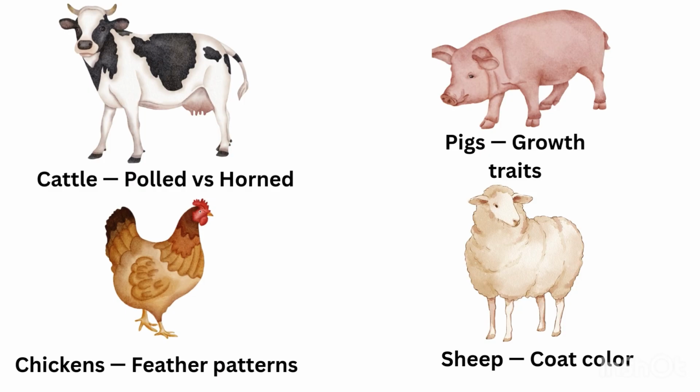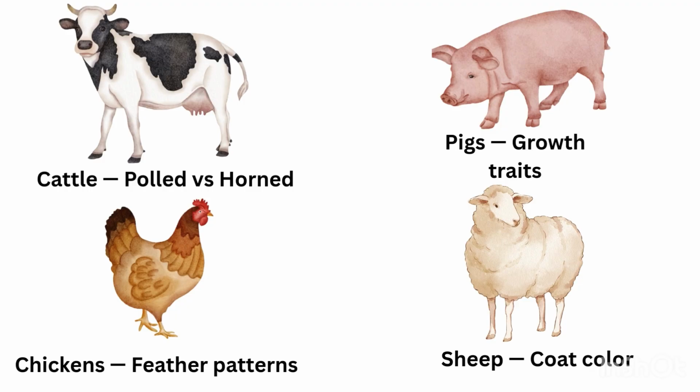There are many clear examples of how genetics and inheritance patterns appear in farm animals, and these examples help make the science easier to understand. In cattle, one of the most common genetic traits is whether the animal will be polled or horned. This trait follows a dominant and recessive pattern, which allows farmers to predict whether calves are likely to be born with or without horns. Polled cattle are often preferred because they are safer and easier to handle.